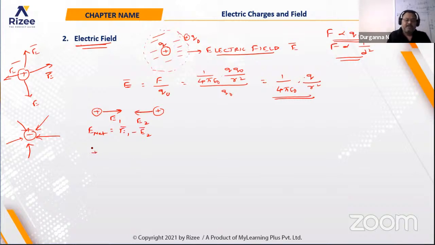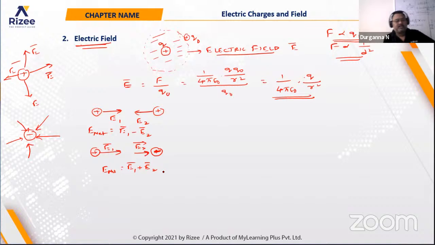If it is a positive and a negative charge here, because of the positive charge, the field direction will be away from here, E1, and since it's a negative charge, E2 will be in this direction. So the net field is going to be E1 plus E2. So net electric field will be the sum of the two electric fields. It's a vectorial sum. You should be careful.